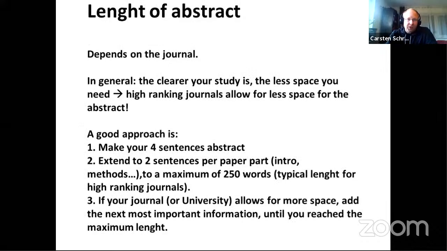So the length of the abstract, like I said, depends on the journal. But in general, the clearer your study is, the less space you need. So even if the journal allows you 250 words, it's better to try to get a shorter abstract.